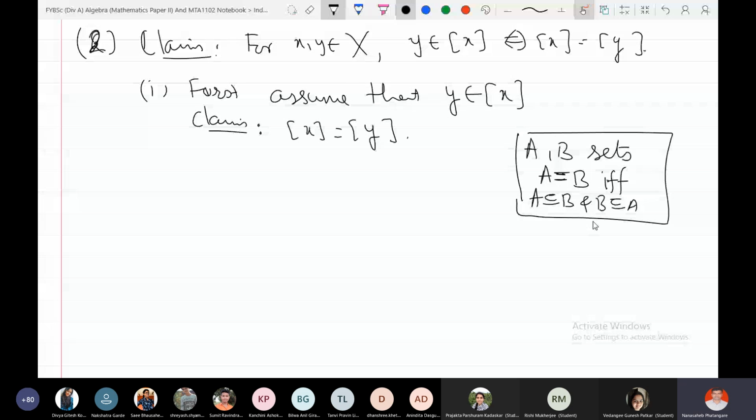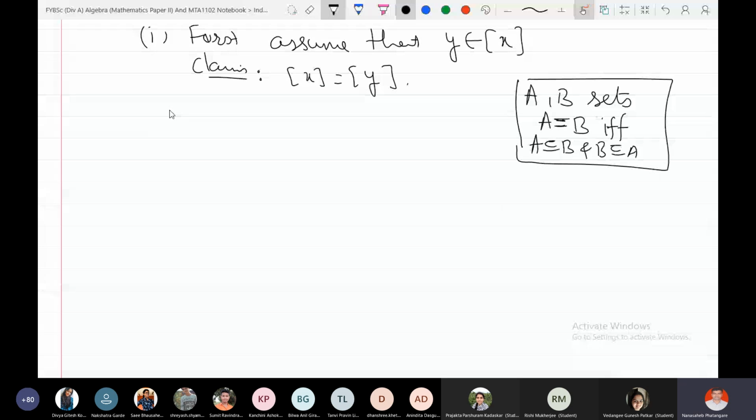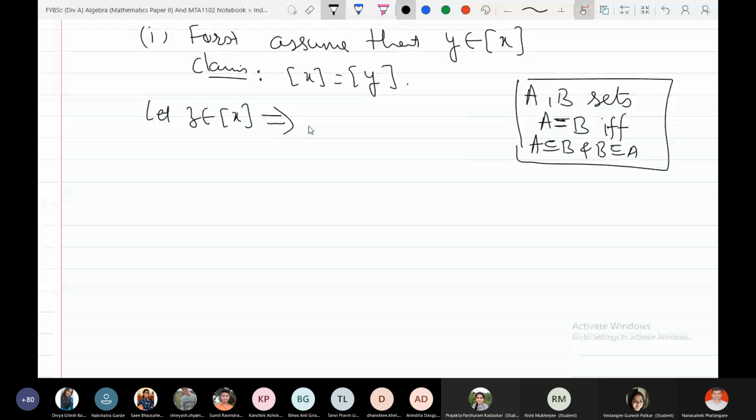So first of all, let z belong to the class of x. Then we'll prove that z is in the class of y. We are selecting an arbitrary element of the class of x. Therefore, z is in the equivalence class of x means what? z is related to x. Is it true? Yes, sir. But what is our hypothesis?